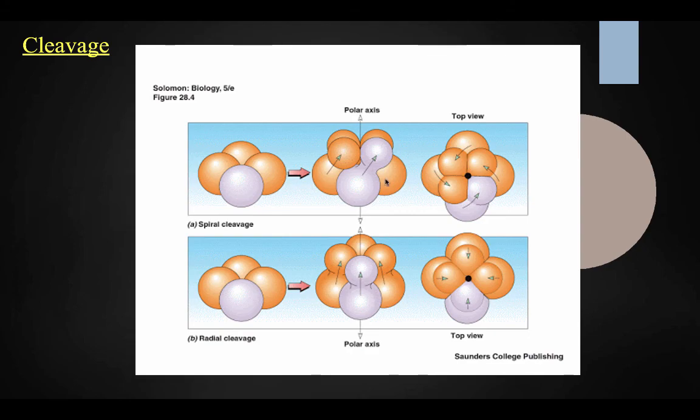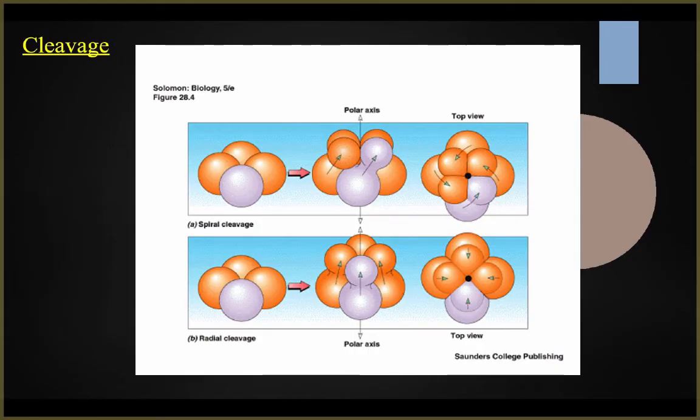So if you wanted to get a better idea of what that cleavage looked like, spiral, you can see it's over the side. So when you look down at it, the original is here and the new one is off to the side. Where radial is going straight up, so when you look at the first one, the first one is here and then the second one is higher up. So that affects the polarity and the symmetry of the organism.